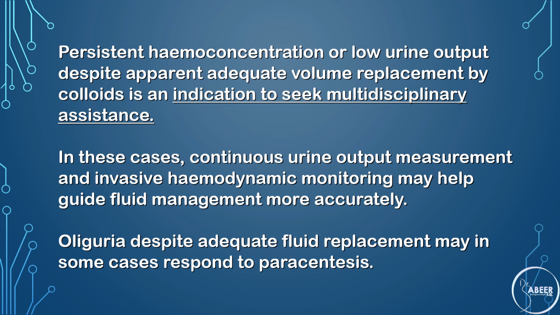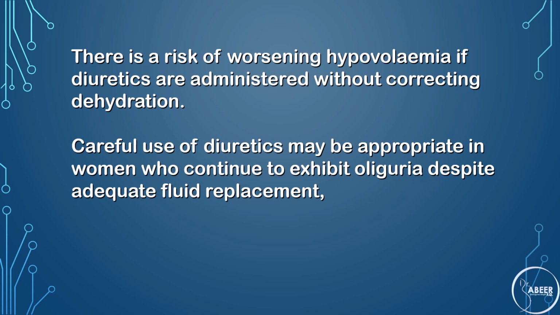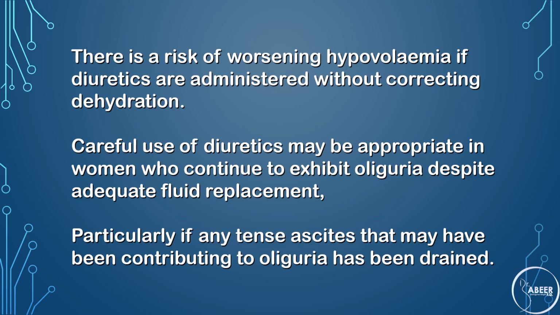Oliguria, despite adequate fluid replacement, may in some cases respond to paracentesis. There is a risk of worsening hypovolemia if diuretics are administered without correcting dehydration. Careful use of diuretics may be appropriate in women who continue to exhibit oliguria despite adequate fluid replacement, particularly if any tense ascites that may have been contributing to oliguria has been drained.